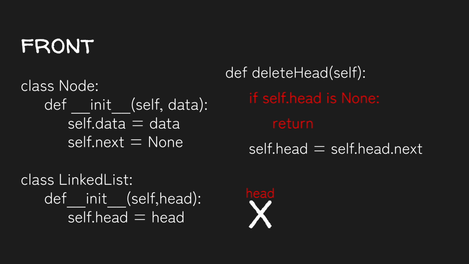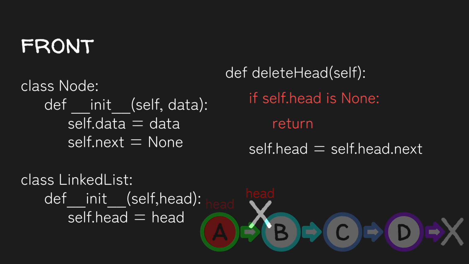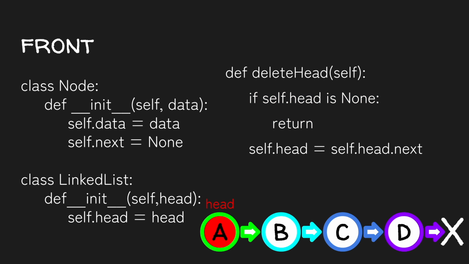Now, let's say instead of having an empty linked list, we have the linked list depicted on the bottom with nodes A, B, C, and D. A is the head of our list. To remove the head node, all we have to do now is set the head of our linked list to the head's next node. In other words, we're setting the head of our linked list to B. And we're done! We've successfully removed the head of our linked list.